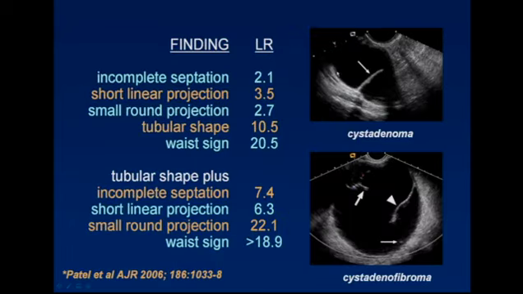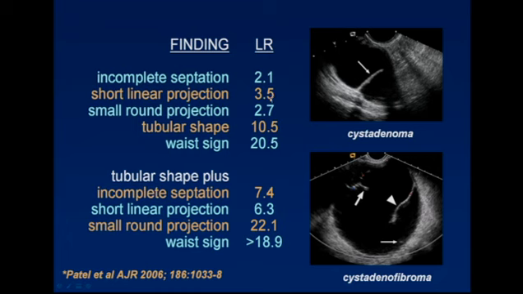Now, by itself, some of these findings are more useful than others. So the likelihood ratio for incomplete septation is only 2, because some cystadenomas will have incomplete septations, as in these 2 cases. Similarly, the presence of small linear projections or small round projections, as we see here, by itself only has a pretty low likelihood ratio, whereas tubular shape and the waist sign are much more useful as isolated findings.